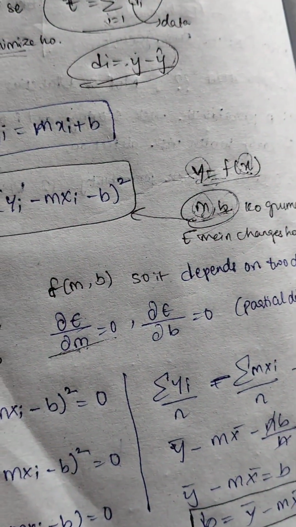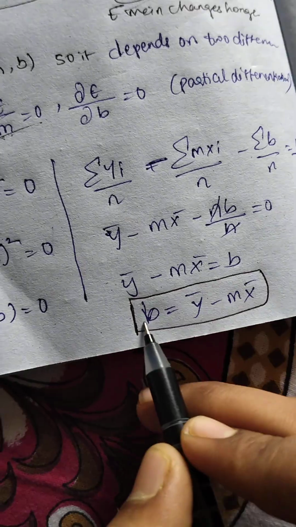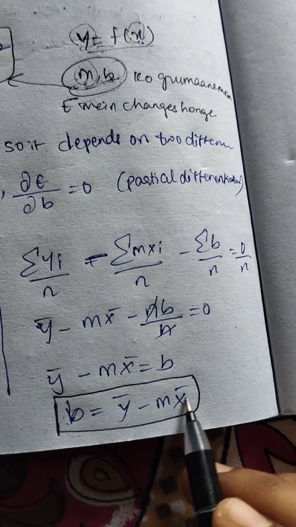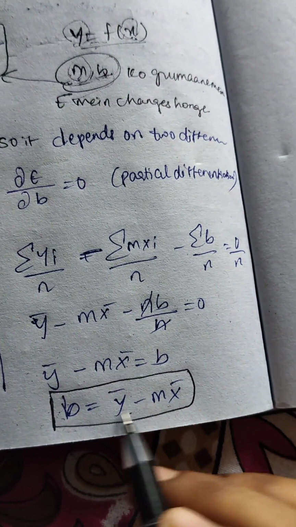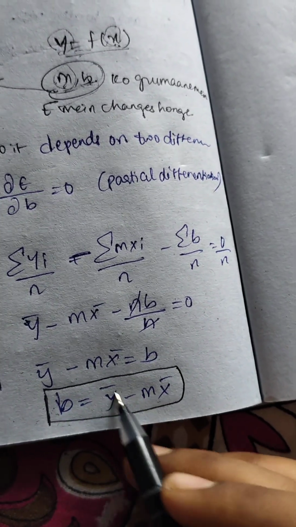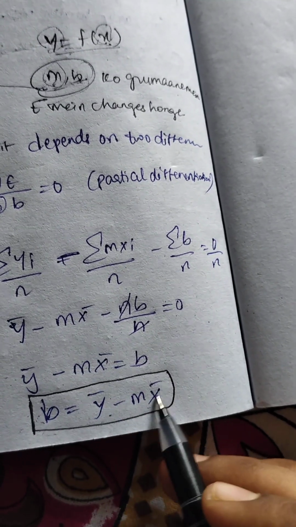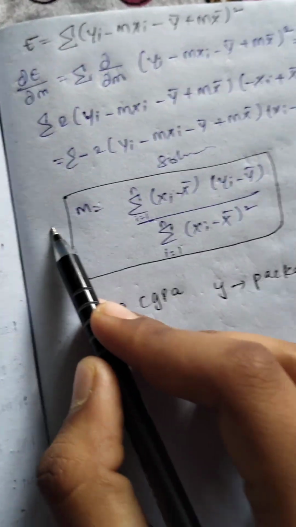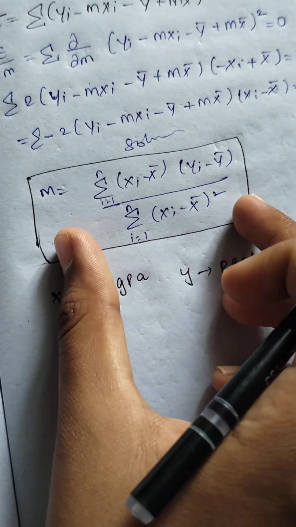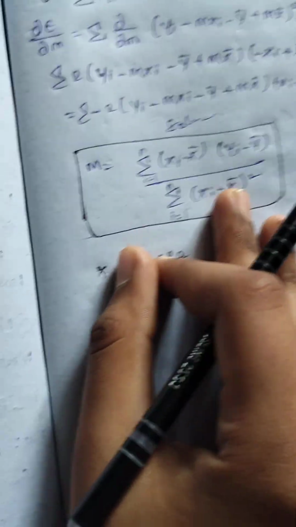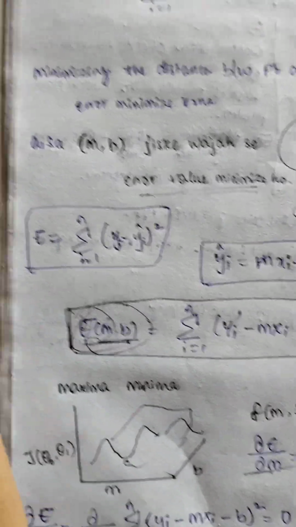So the final formulas, after all the derivation, as you can look at here, give us b equals y dash minus m x dash. Here y dash means the mean value of y and x dash means the mean value of x. And the other one, the slope, will be this. This is the slope formula. So we get these after all the derivation is done. These two formulas give us the best fit line.